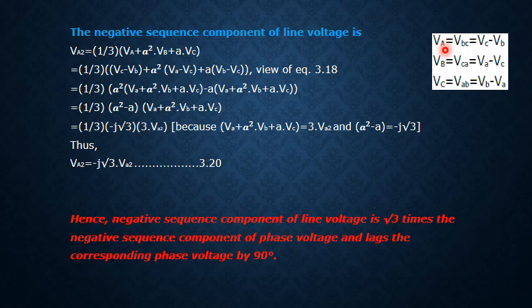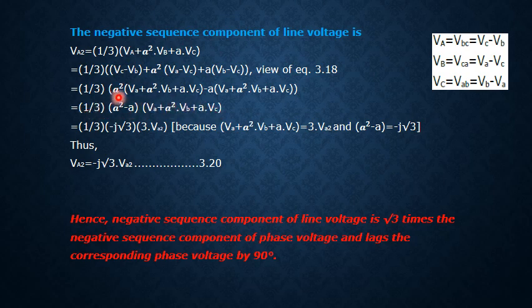So instead of writing line voltage, we are going to represent it once again with the phase voltage. So VA is equal to VC minus VB plus A square into VB. So VB is equal to, once again, VA minus VC. So line voltage in terms of phase voltage is equal to VA minus VC plus A into, once again, VC, which is nothing but VB minus VA. So VB minus VA. If you further simplify it, we are going to get this equation.